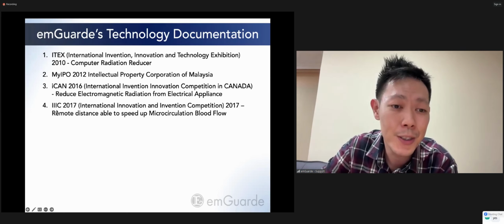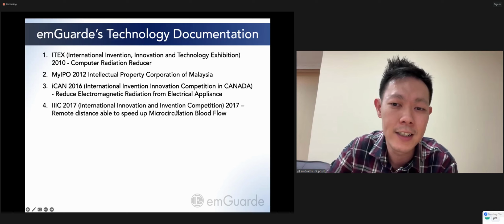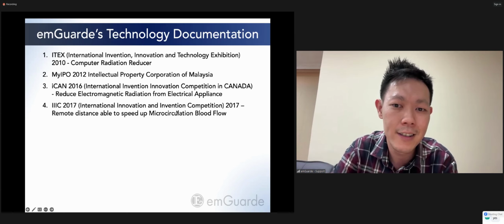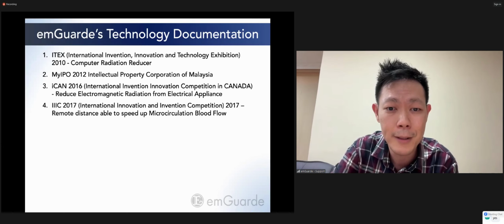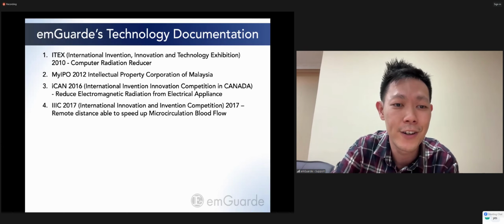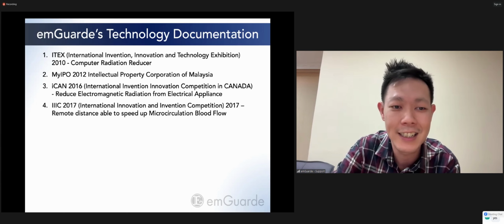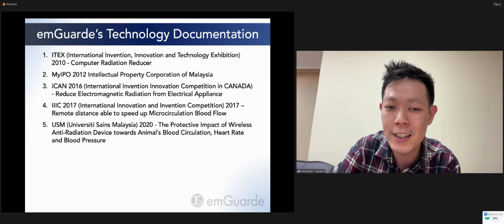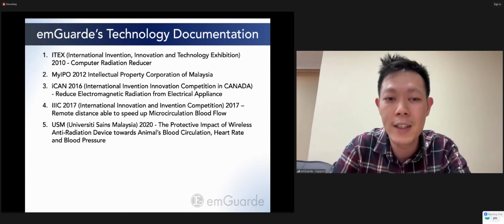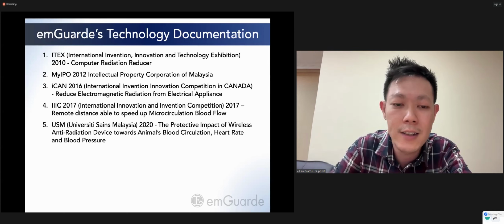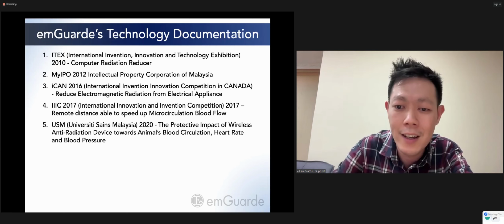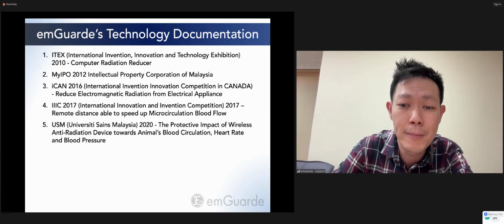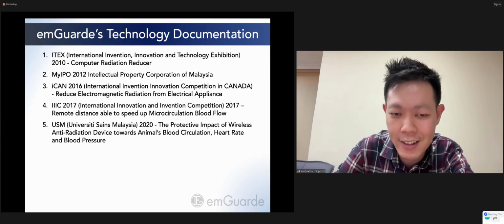So the next one is the improvement of microcirculation. This technology is able to speed up the blood flow, from Taiwan. And another one in 2020, our technology was sent to USM to do the improvement of the animal's blood circulation, and it will not affect the blood pressure of the mice.